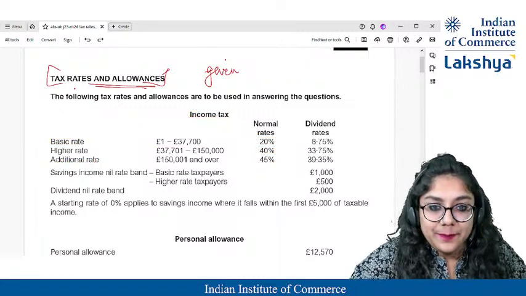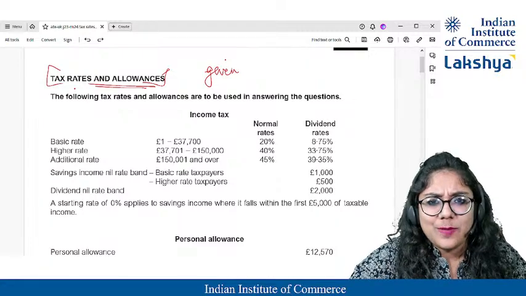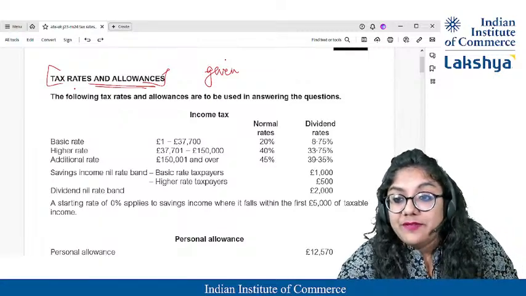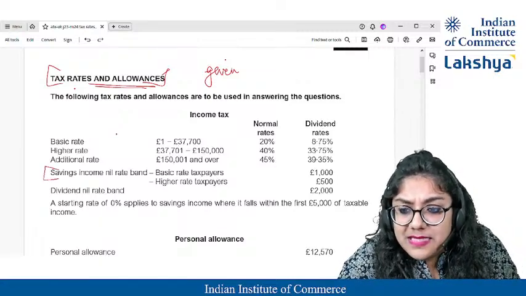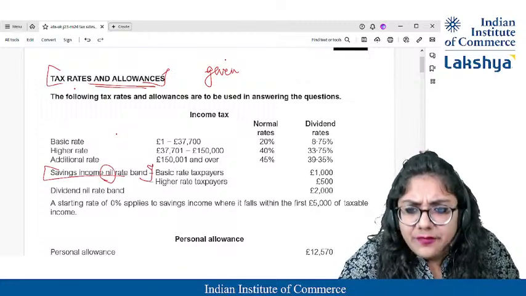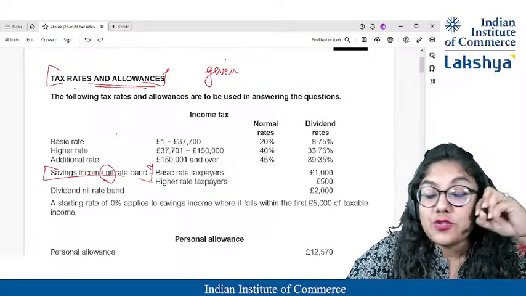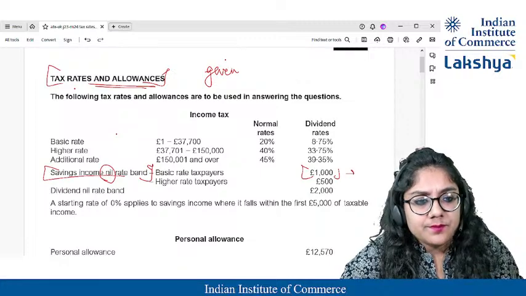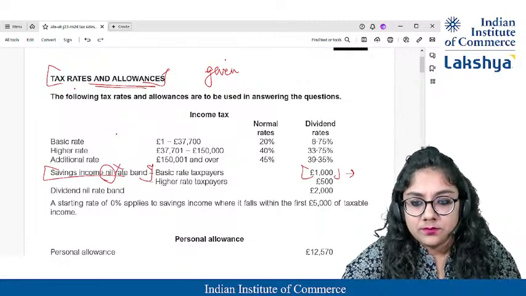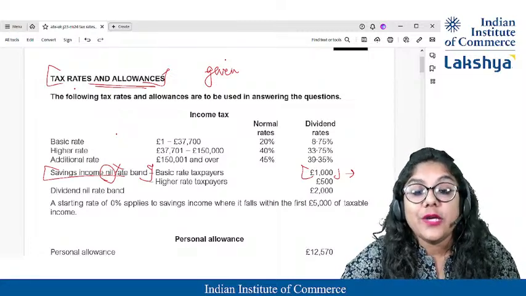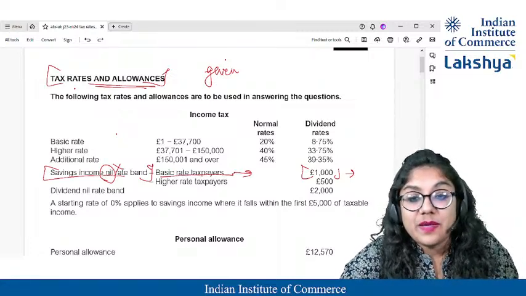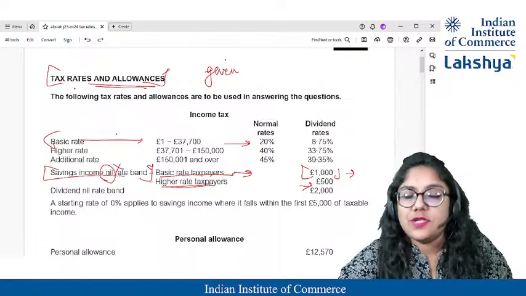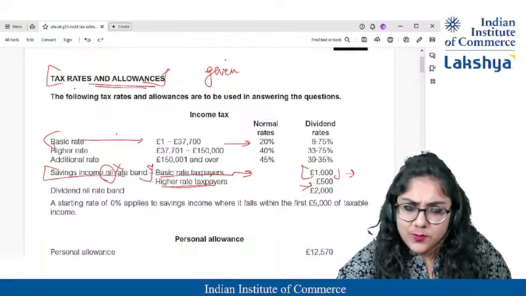So is it not simple? Over here, I just got to know how much tax I'm supposed to pay. Beyond that, if an individual has some savings income at the nil rate, the savings income on which tax should not be paid is £1,000. They don't have to pay tax, but that is applicable only to a basic rate taxpayer. When it is a higher rate taxpayer, only £500 is exempted. Later on, they have to pay the other normal tax rates.